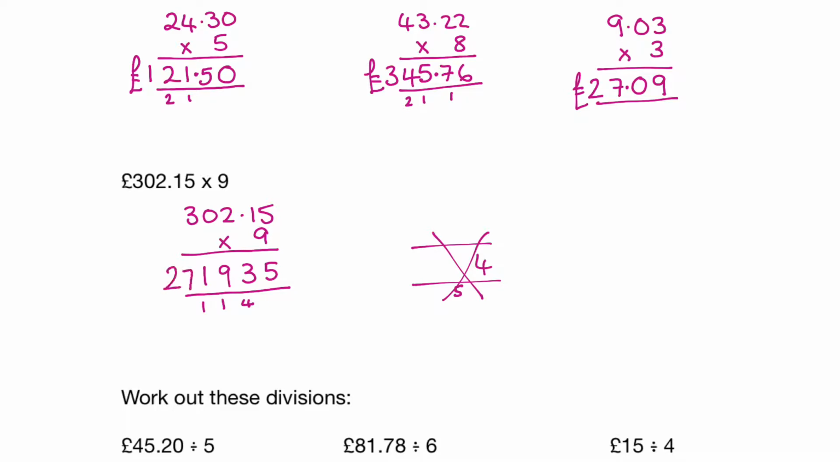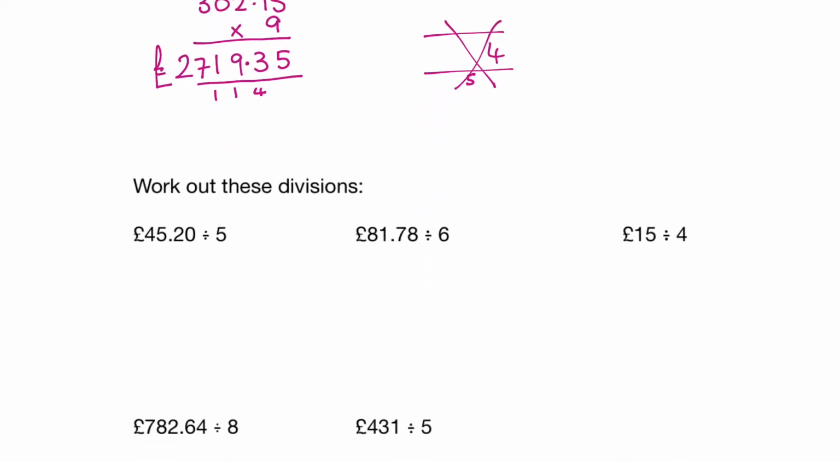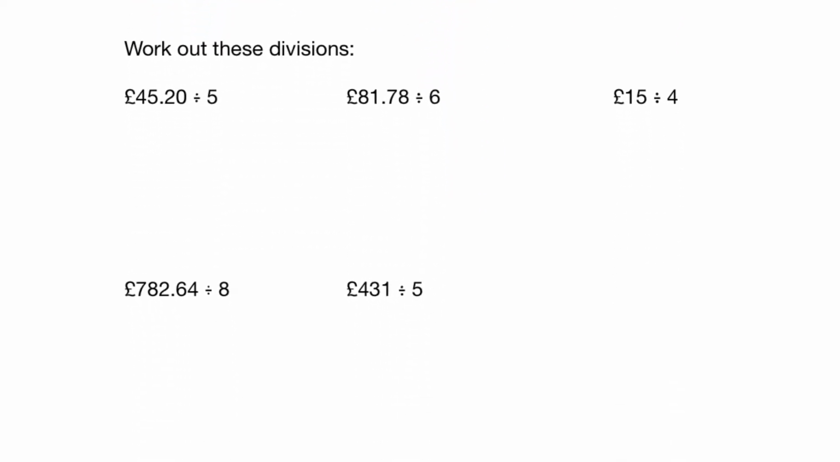Let's put that in there. And again, looking at the question, we've got 2 decimal places, 2 numbers after the decimal point in the question. So we need 2 numbers after the decimal point in the answer. And we need a pound sign. Okay, so the answer is £2,719.35. All right, let's move on to dividing.